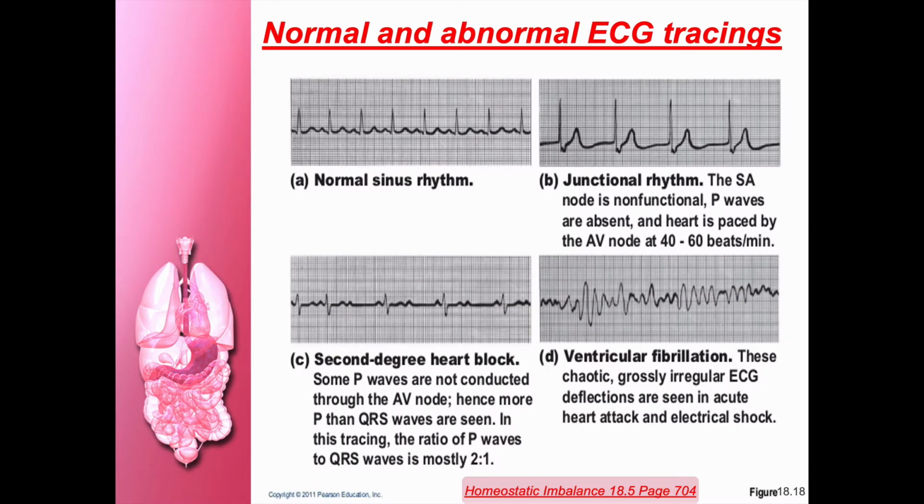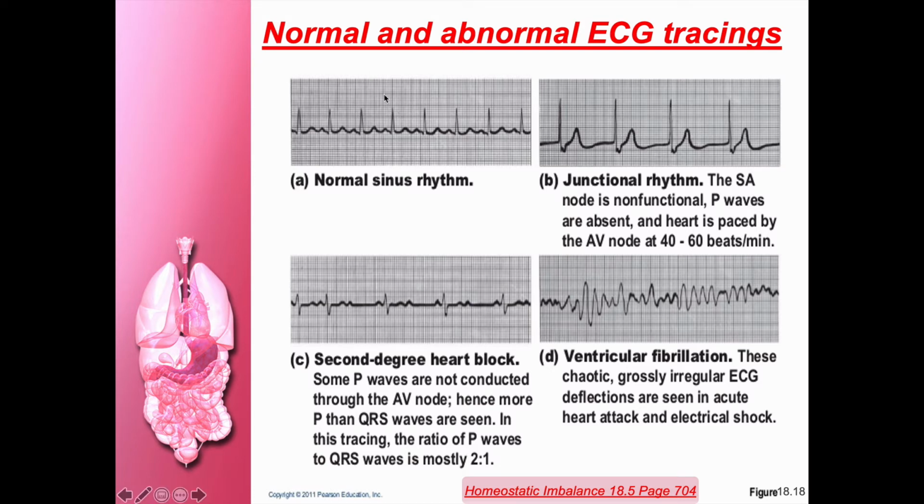You can see this is a normal sinus rhythm, that is one P wave, then QRS wave and T wave. This is one heartbeat. Likewise, one P wave, QRS wave and T wave is another heartbeat. Likewise, another is a third heartbeat. So this is a normal sinus rhythm.